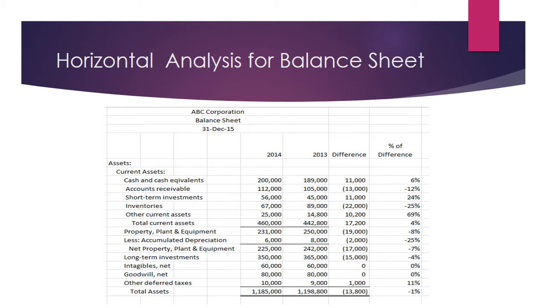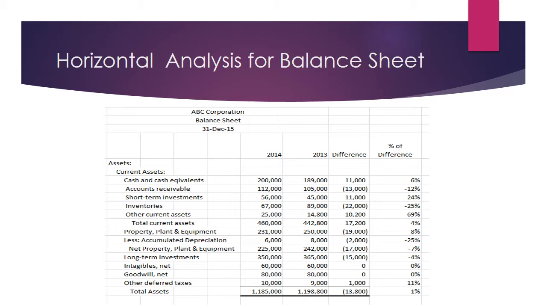So our total assets are 1,185,000 in 2014 as compared to our base year, 2013, which was $1,198,800. So there's a decrease of 13,800, or a negative 1%.